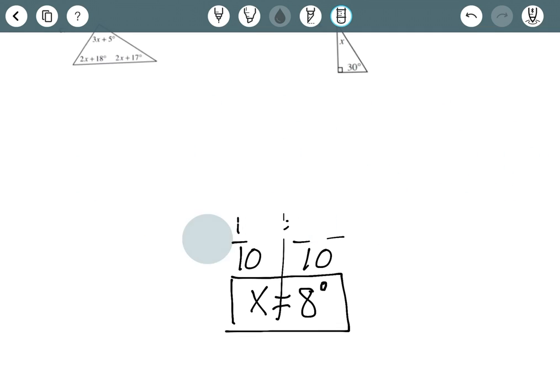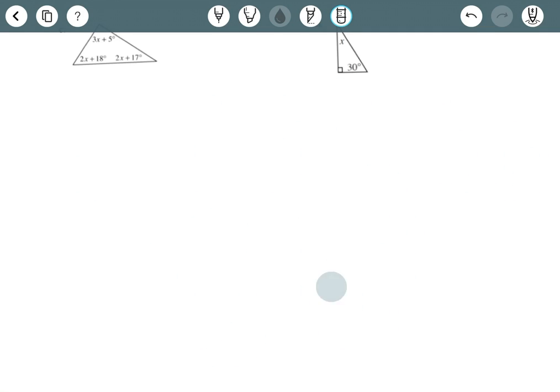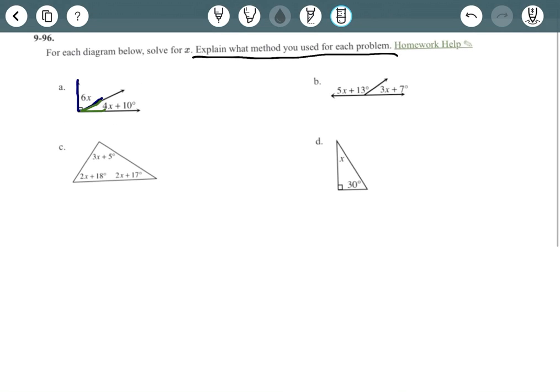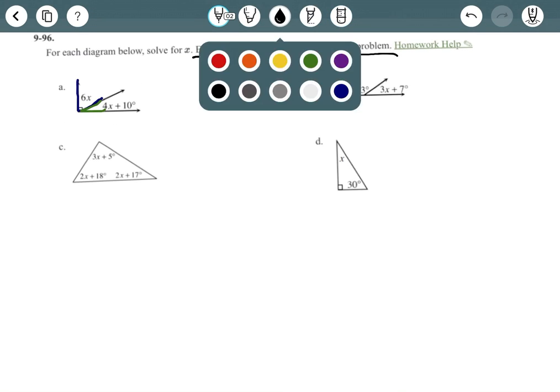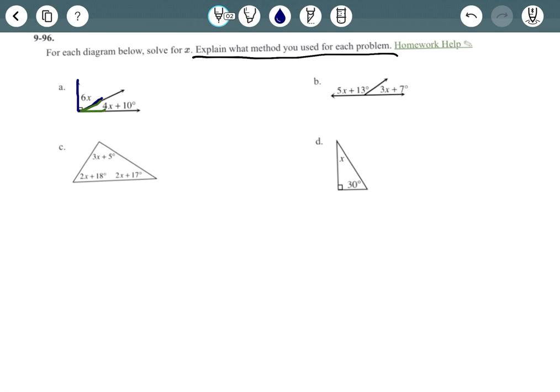Let's take a look at B now. All right, so B, let me go ahead and trace over these angles for you so you can have a good look here. I'll do one in blue and one in green again. So we have this angle, and if I can trace over it nicely, this angle here. And then we have this 3x plus 7 right here.